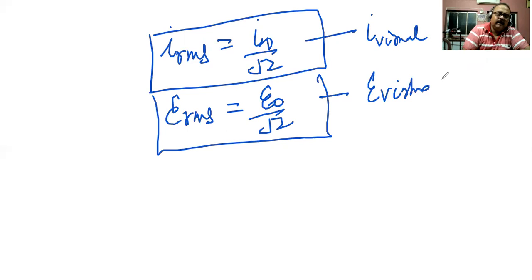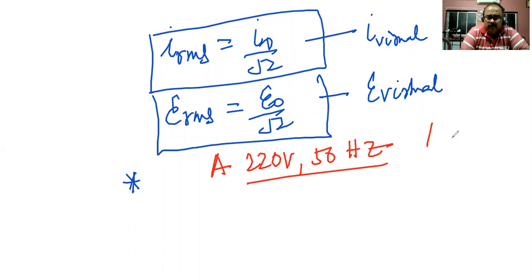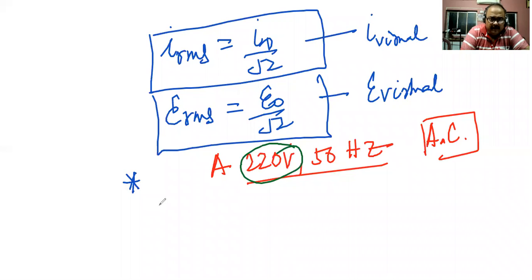Try to understand. In any problem, suppose you have been given a question like this: a 220 volt 50 hertz AC supply is given to you. From here, what information do you get? Whenever it is given like this, 220 volt, please remember, children, this 220 volt is basically the ERMS. Very, very important. So they have given you the value of ERMS, that is ERMS is equal to 220 volt.